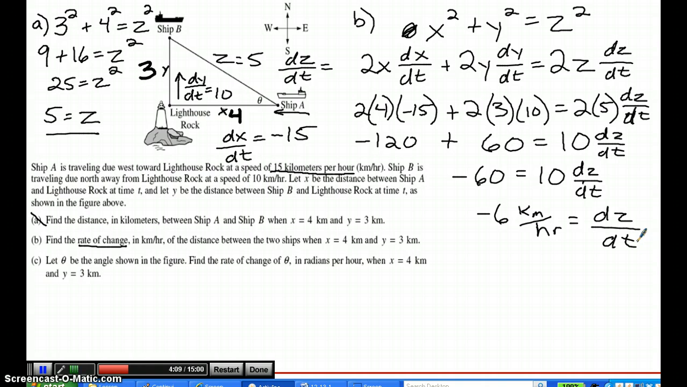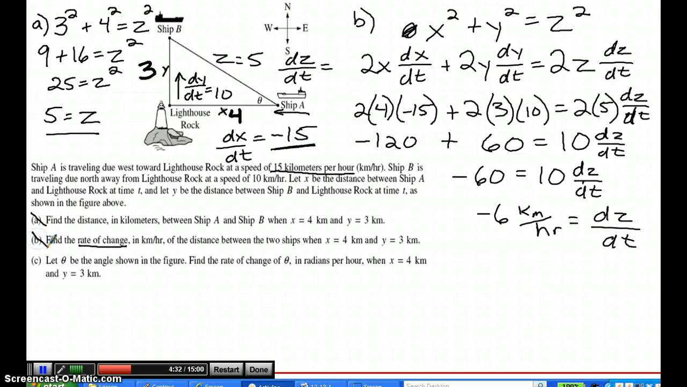So the distance between the ships is actually getting closer because the rate of change is negative. As ship A moves closer to the lighthouse and ship B moves away, that distance between the two ships is getting shorter. And if you look at it, the evidence is kind of here. Ship A is moving a little faster, so it's getting closer faster to the lighthouse, and that is going to make that distance shorter. All right, enough of that.